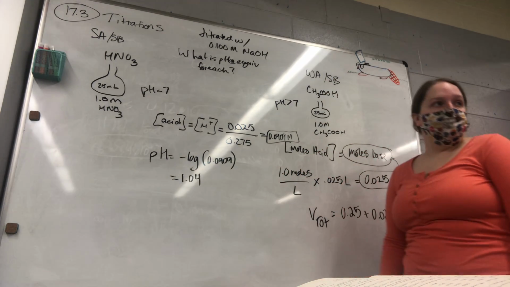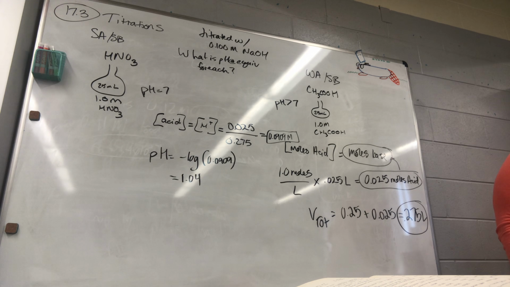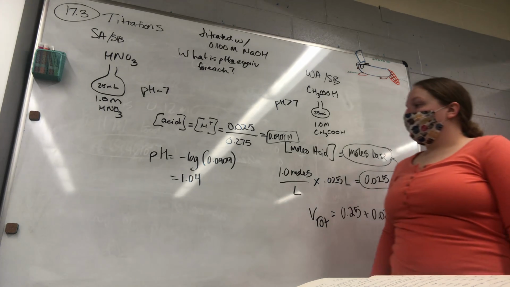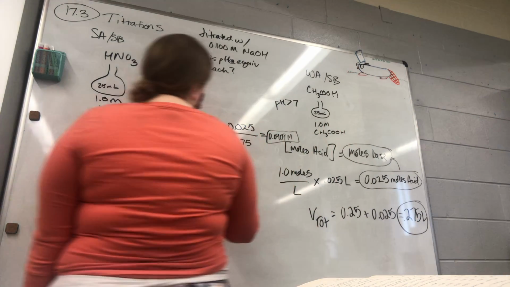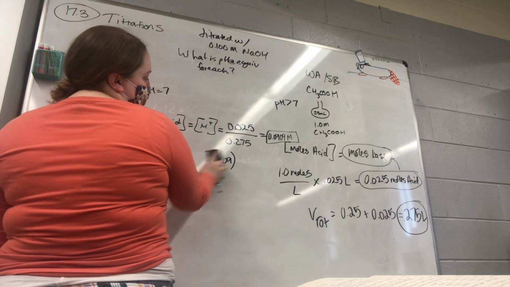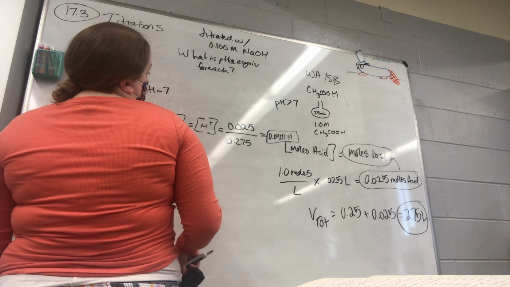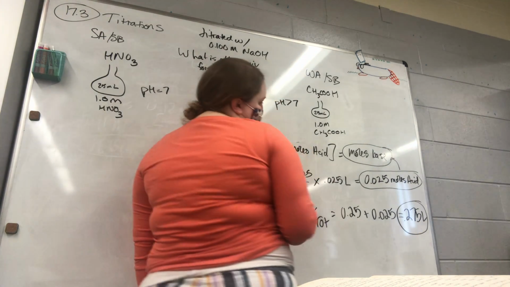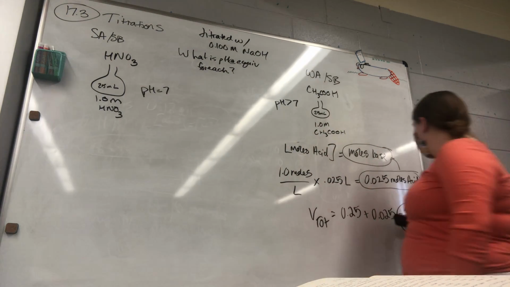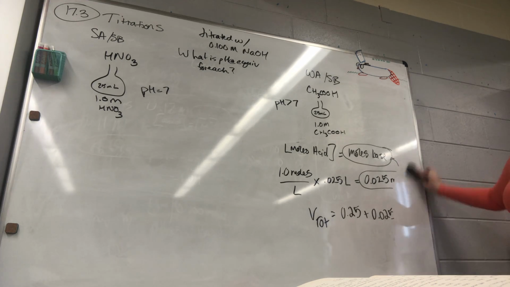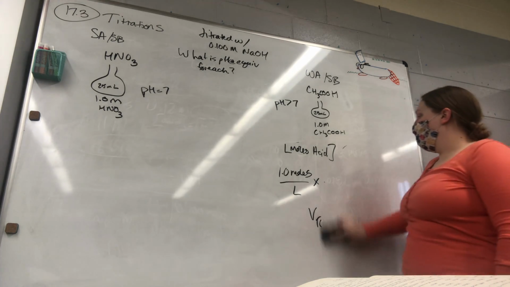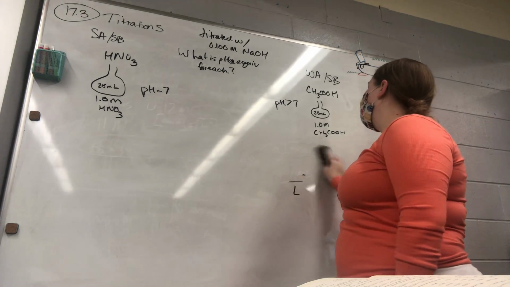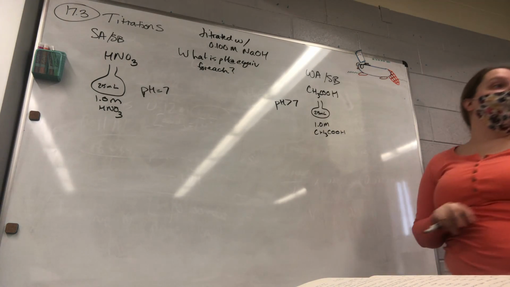Whew, that's low. That can't be right. 1.04? It's still wrong. pH at equivalence should be like 7.5. It's fine. We're gonna do something different. Yeah. I think I did volumes wrong.